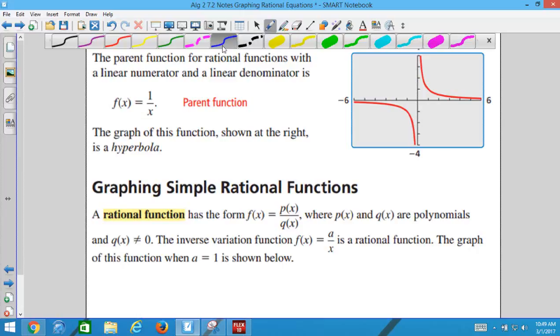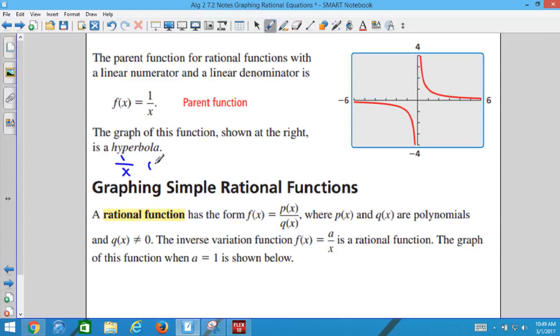All right. The parent function for this rational function is 1 over x. That's the parent function. And what we can think about is that 1 over x is the reciprocal of x. I'm going to talk about reciprocals a couple times when we start graphing these.